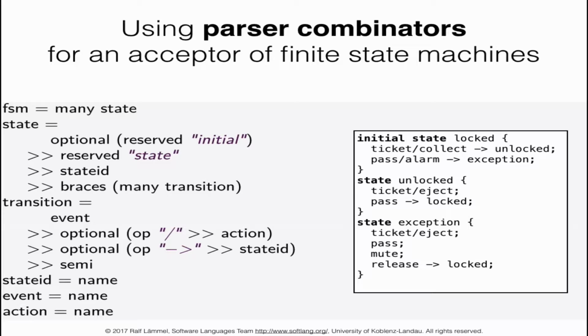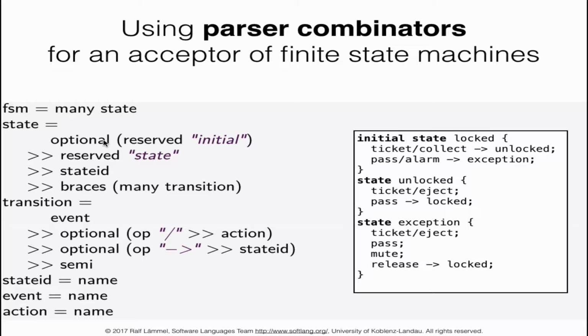Here we have an acceptor for a simple domain-specific modeling language. This is about finite state machines and this sort of textual notation here, initial state, two other states, a bunch of transitions. And these functions here use parser combinators such as sequential composition or many, which is like the EBNF star, or optional, which is like the EBNF question mark, and so on.